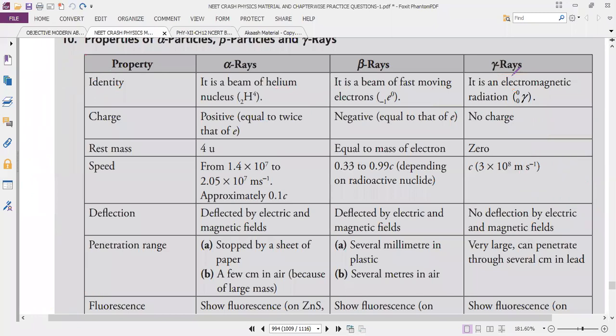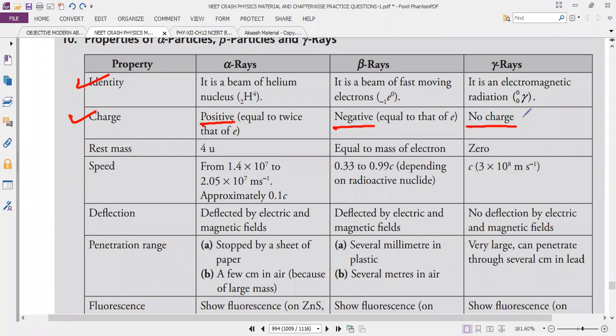First one we completed. Next one, charge. Alpha is positive, equal to twice the electron charge. The charge of an alpha particle is positive. The charge of a beta particle is negative. Next one, gamma. There is no charge. It is not plus, it is not minus, because it is neutral. Only radiation. That is the second point.